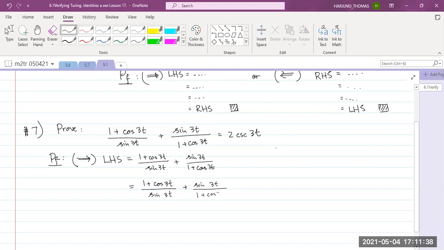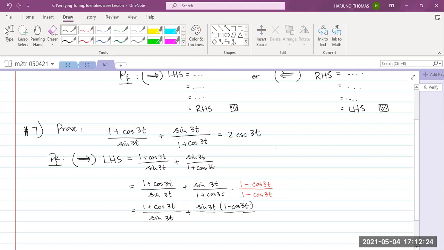What is the conjugate of the denominator? Every time you hear the word conjugate, it means the same two terms but with the opposite sign in between. Now, the purpose of multiplying by the conjugate is to take advantage of difference of squares. Notice that in the next line, whatever I don't process, I still copy paste. Now, the second term becomes sine 3t times 1 minus cosine 3t.